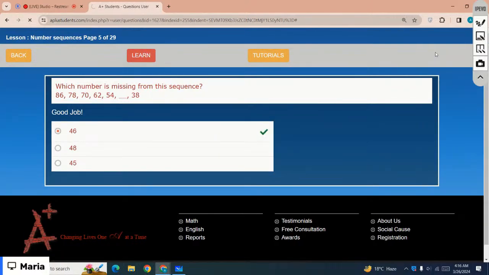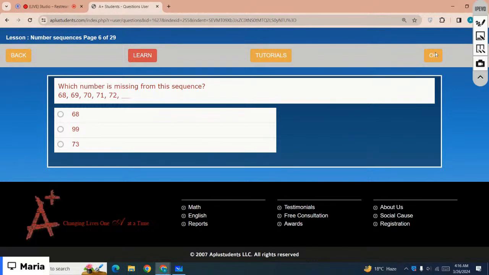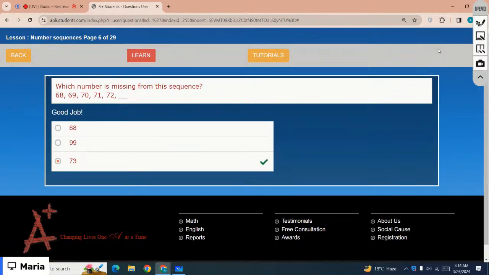Which number is missing? Okay, which number is missing from the sequence? So which is the correct option? The pattern is increasing by 1, right? So that means the next number is, yes, 73. The correct option is 73.